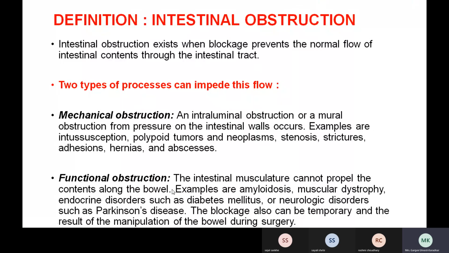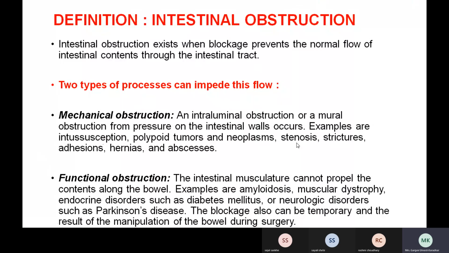Okay. So what is mechanical? Mechanical means something within the intestine which is causing the obstruction. Okay, so it is an intraluminal obstruction or an intramural obstruction from pressure on the intestinal walls. So for example, it can be intussusception, any sort of tumors like polypoid tumors, neoplasms, stenosis, strictures, adhesions, hernias and abscesses. Okay, so that is called mechanical obstruction.